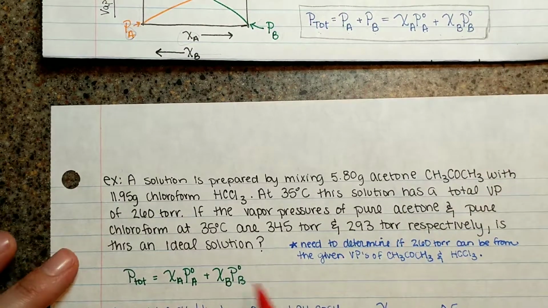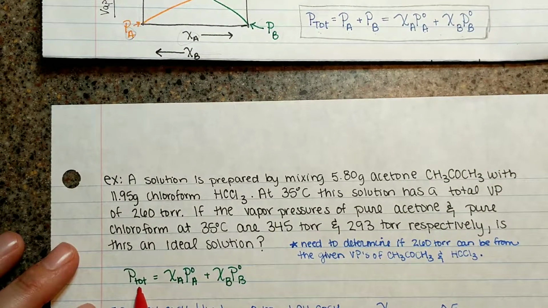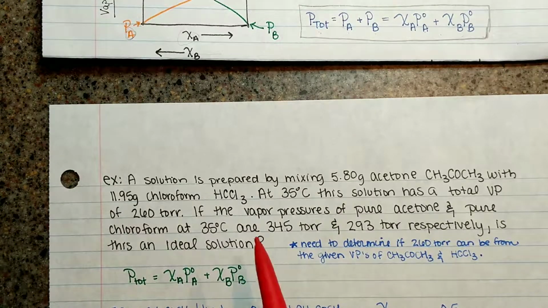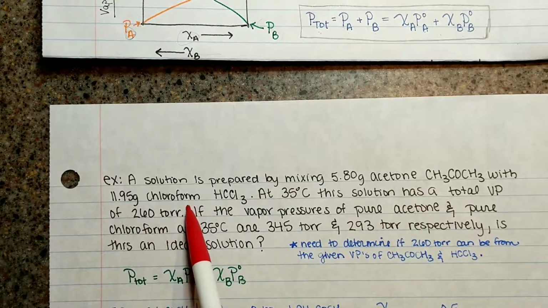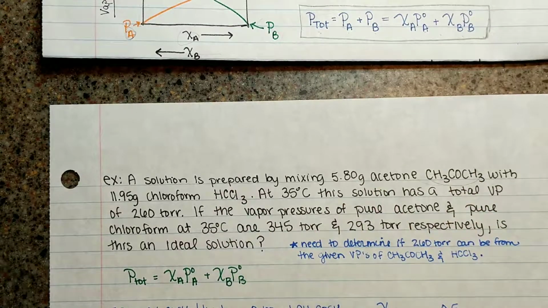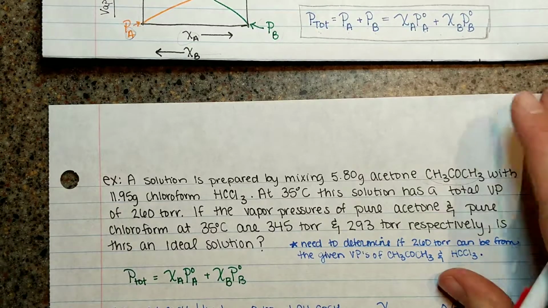So I know that my total pressure is equal to the sum of my mole fraction of A times the pressure of my pure solvent A, plus my mole fraction of B times the pressure of my pure solvent B. To do that, I need to figure out their mole fractions. I know my starting masses of acetone and chloroform, both of which are covalent compounds, so they're not going to break apart into ions like they would with an ionic compound. So I just need to go to moles, not particles, because they're already in their smallest particle, which is their molecule.